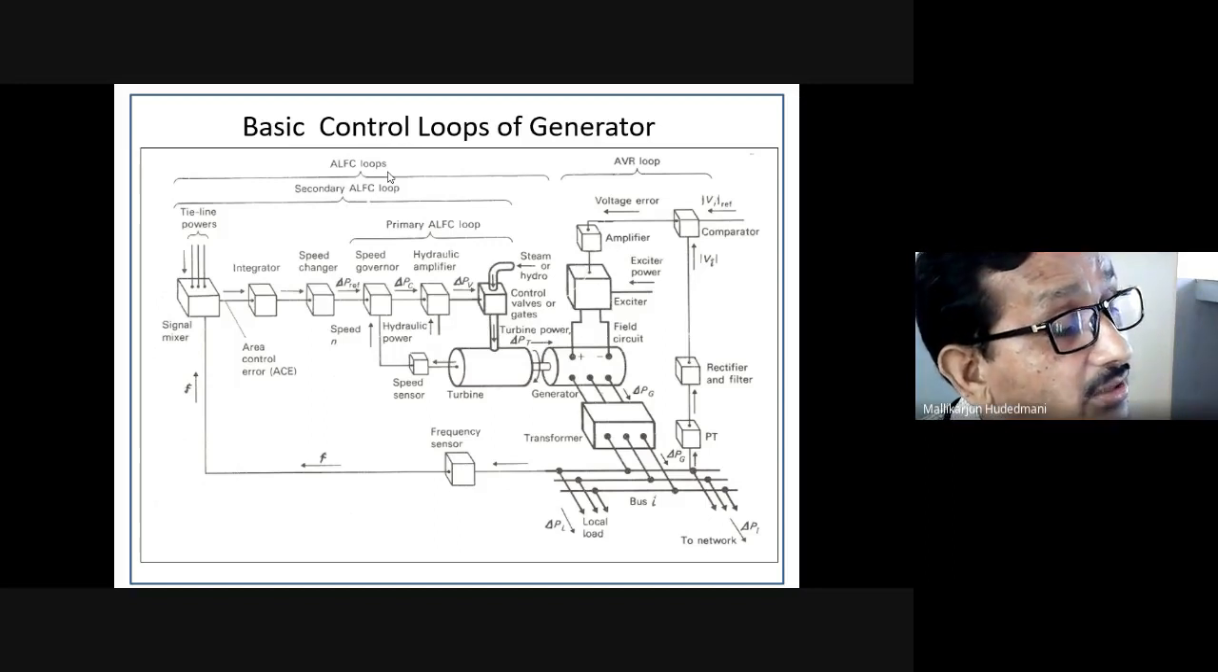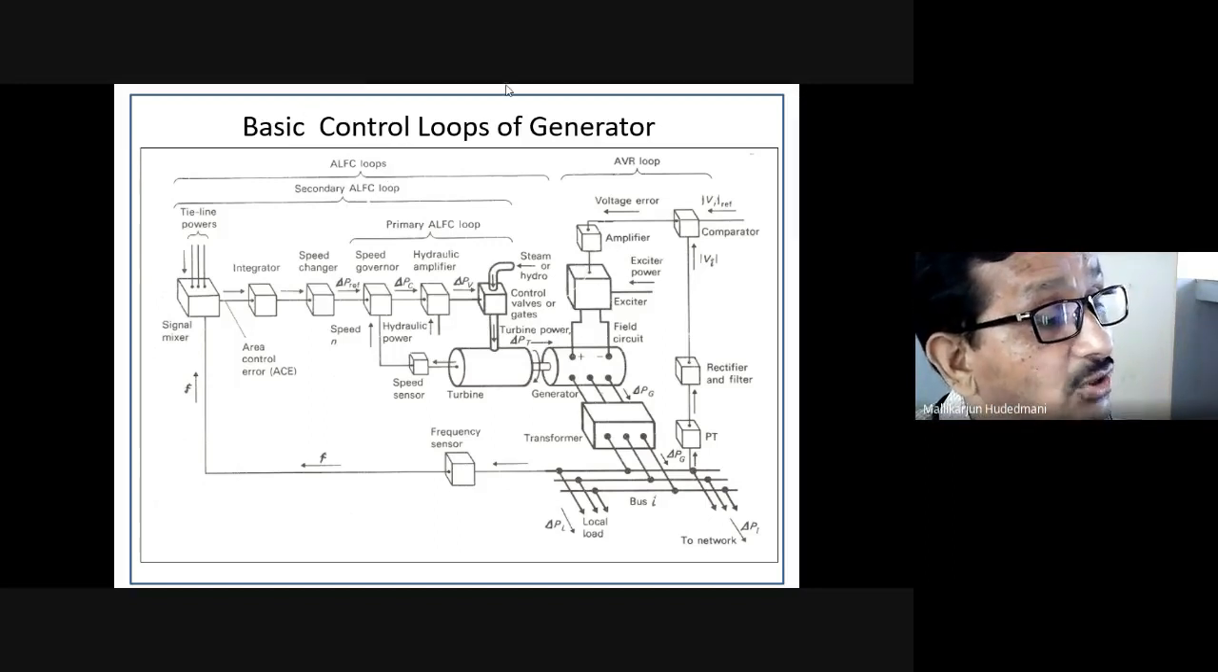So I am coming back to the fundamental discussion. The basic control loops are two: the AVR loop and the ALFC loop. The ALFC loop has two functions.